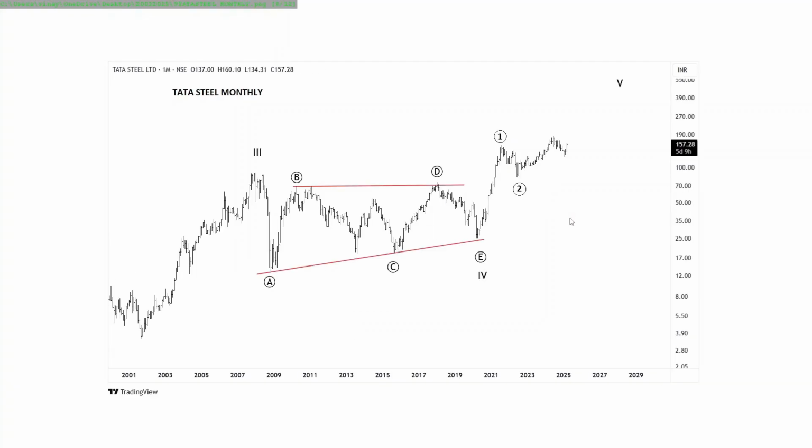So moving on to the poster boy of the metal index, Tata Steel monthly chart. You can see from 2007-8 highs, which was a cycle wave 3, Tata Steel has traced out a triangle A, B, C, D, and E, fourth cycle wave, and this triangle was a barrier triangle. Wave D sometimes moves slightly past the B wave high. So this barrier triangle was completed in 2020. From there onwards, primary wave 1 and 2 are completed, and now Tata Steel is in primary wave 3.